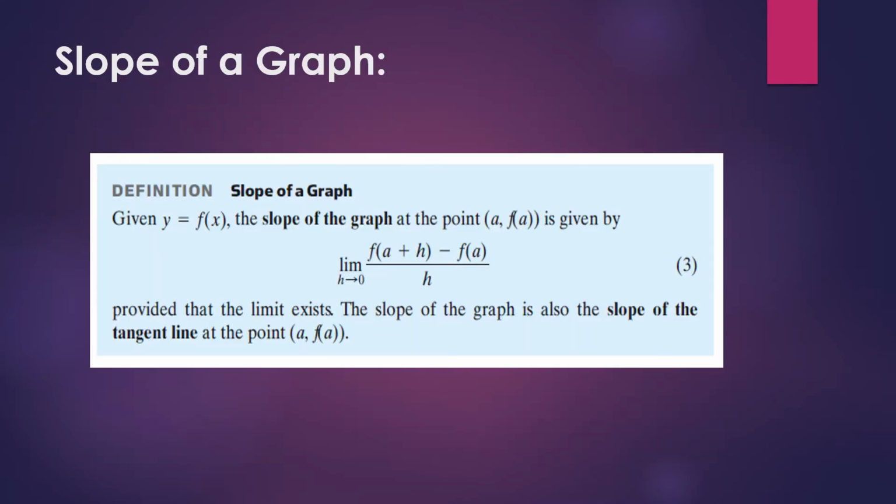On this slide, they're telling us the slope of a graph. So this is the slope at any given point on a graph. It says, given that y equals f of x, the slope of the graph at the point a, f of a is given by the limit as h approaches 0 of f of a plus h minus f of a all over h. And that's providing that the limit exists. And the slope of the graph is also the slope of the tangent line at point a, f of a. And that's kind of what we were just talking about in the previous slide, where before we were calculating secants, and we're getting closer and closer to tangents. And this is really the slope of the tangent line to any point on a graph, assuming the limit exists.